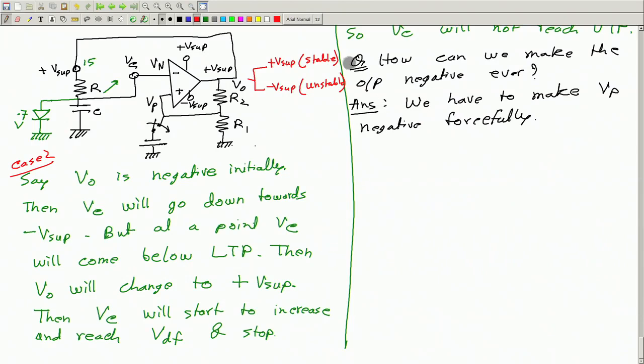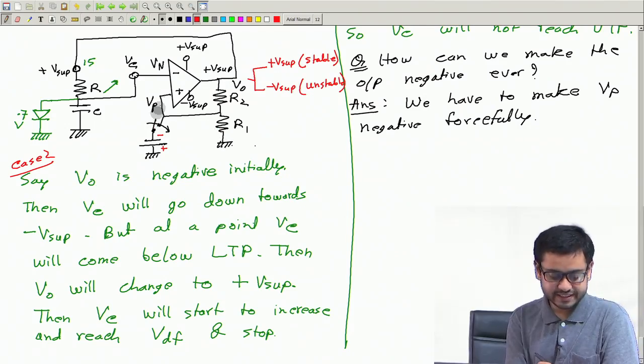And then an interesting question that we asked is that if positive output is the only stable output, then can we ever make the output negative? And we said yes, we can do it forcefully. How? Say if we connect a negative voltage directly at this point, then Vp will be negative, it will go down no matter whether this is positive or not, because this is a direct connection.